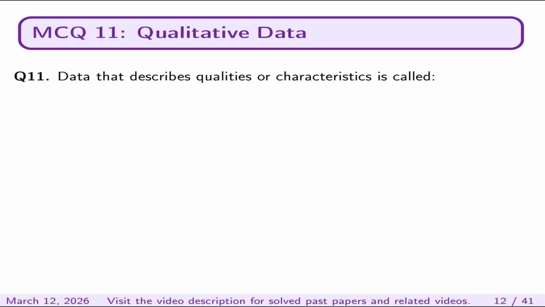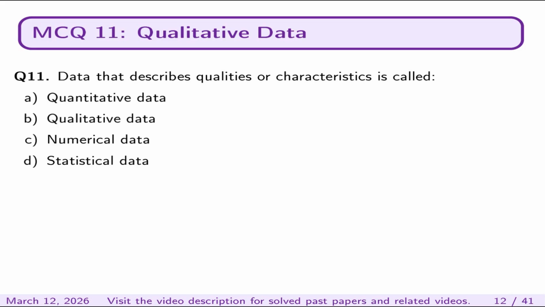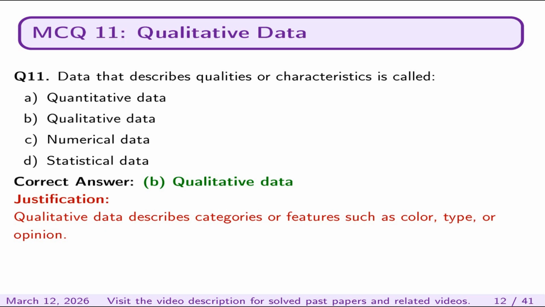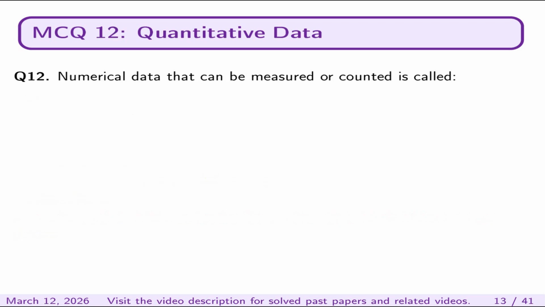Data that describes qualities or characteristics is called quantitative data, qualitative data, numerical data, or statistical data. The correct option is qualitative data. Qualitative data describes categories or features such as color, type, or opinion.